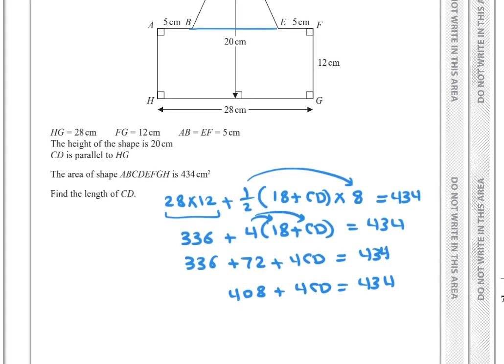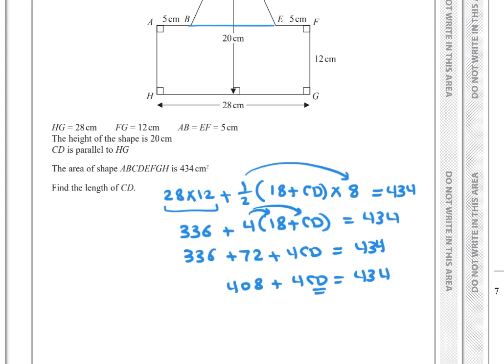434. Now to find CD, transpose 408 to the other side by negative, then divide by 4. So CD equals 434 minus 408 divided by 4 equals 6.5 centimeters.